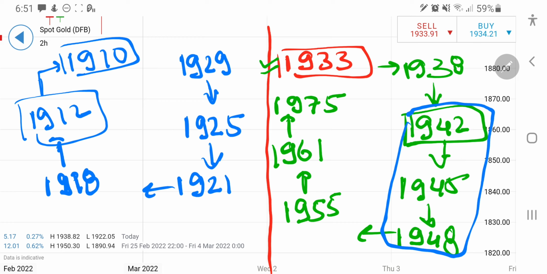I am bullish on gold. If not today, tomorrow we are definitely going to see a stronger bullish move. So this is all for gold.